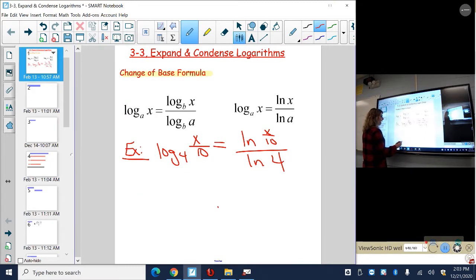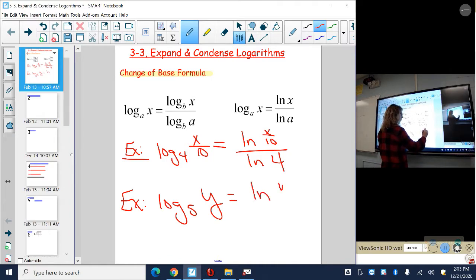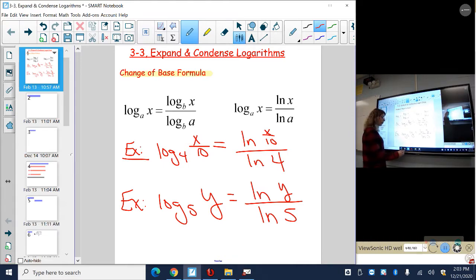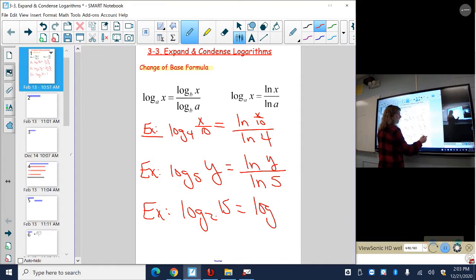If I were to have log base 5 of y, then that's going to be the natural log of y over the natural log of 5. Okay? If I want to use the other base of 10, log base 2 of, let's say, 15, that's going to be log base 10 of 15 over log base 10 of 2.